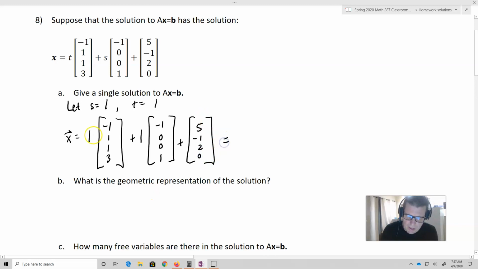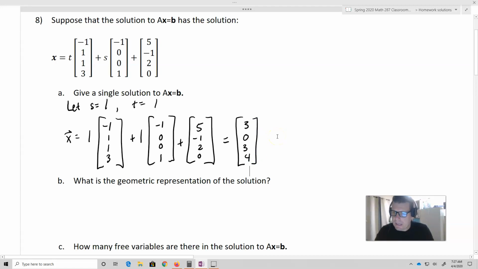When we add those all together, I'm going to get negative 1 plus 5, that equals 3. 1 plus 0 plus negative 1 is 0. 1 plus 0 plus 2 is 3. 3 plus 1 is 4, plus 0 is 4. And there is your single solution. Simple. Just a matter of understanding how to read it.